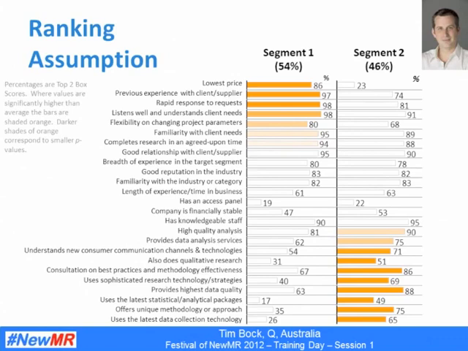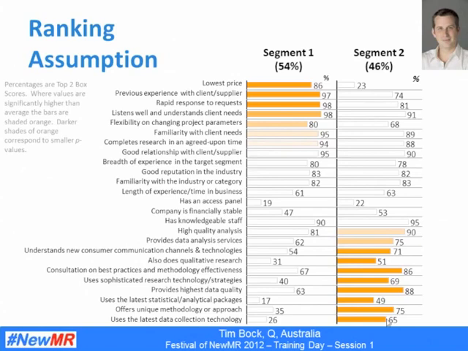So segment 1, strongly interested in price, previous experience with clients and suppliers, rapid response to requests, understanding, listening, flexibility, familiarity with the client. To use the jargon of economics, segment 1 are people who believe that clients are primarily concerned with transactional costs. Or, in simpler language, segment 1 believe that clients just want an easy life. They want to be able to easily buy research and have minimal effort and hassle.